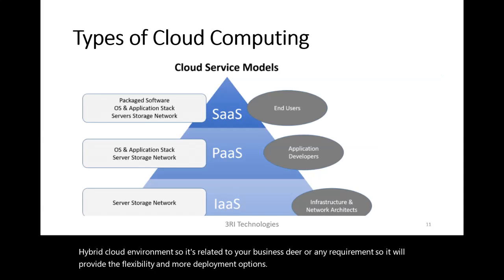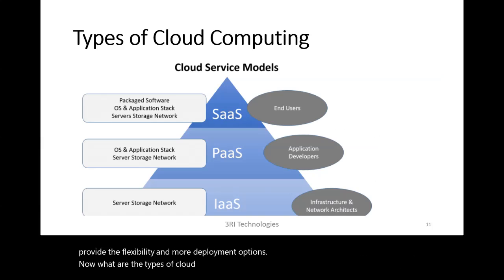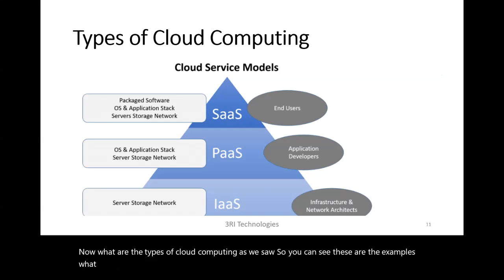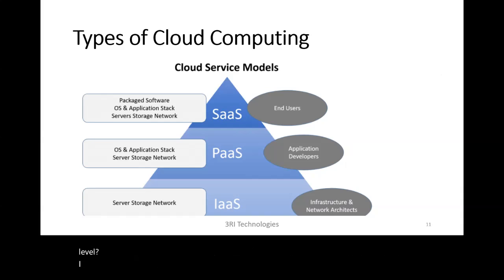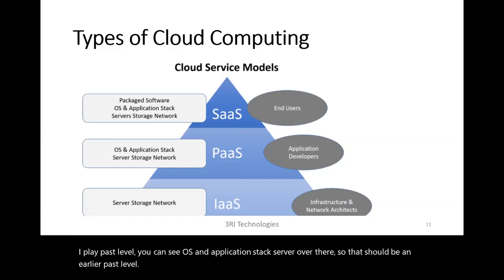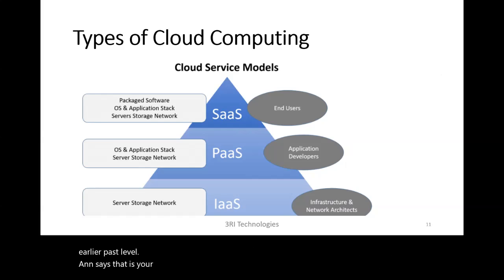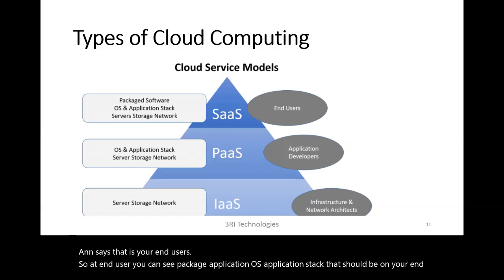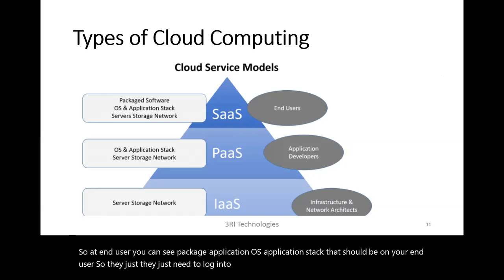Now, what are the types of cloud computing as we saw? So you can see these are the examples. What is IaaS? It's infrastructure as a service. So storage, network, anything could be on your IaaS level. PaaS level, you can see OS and application stack server over there. So that should be on your PaaS level. And SaaS, that is your end users. So at end user, you can see packaged application, OS, application stack. That should be on your end user. So they just need to log into that application, and it will be taken care of by our PaaS and IaaS solutions. So that is called a cloud service model, right?